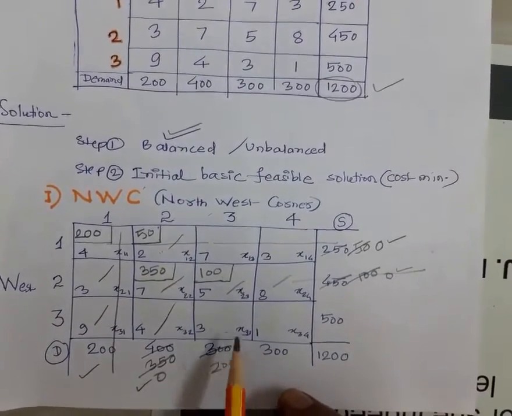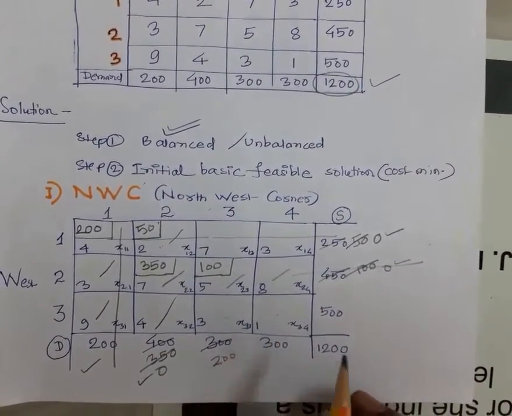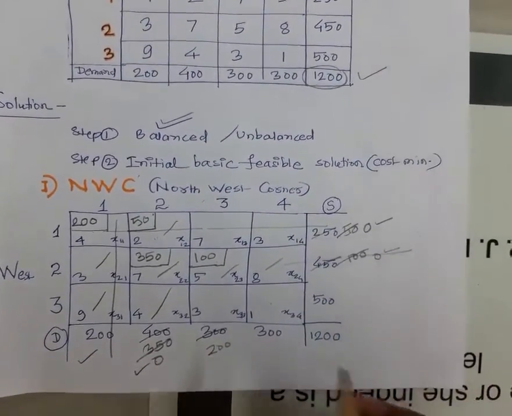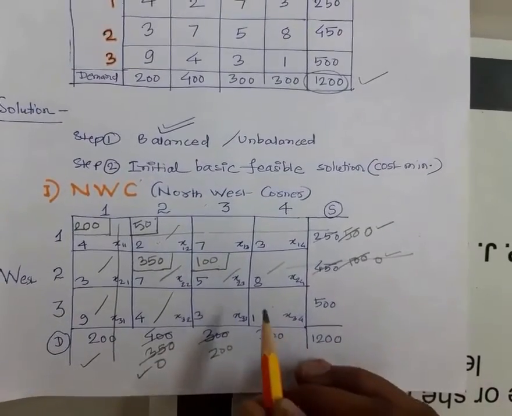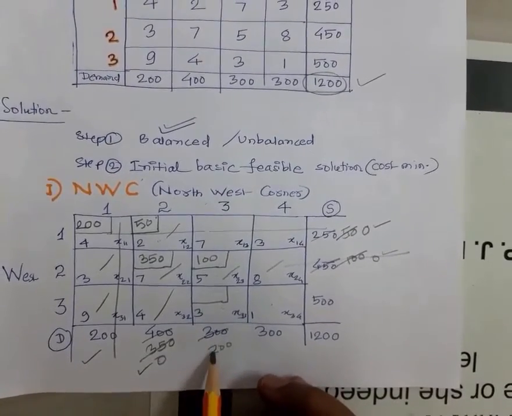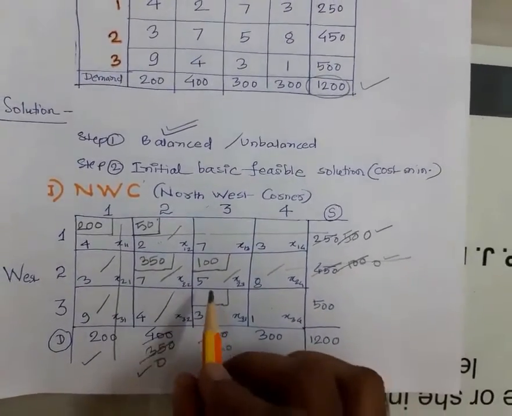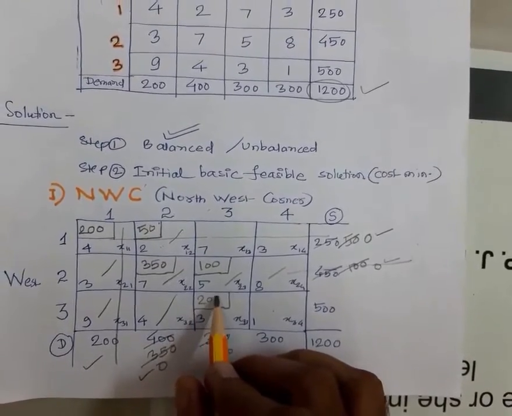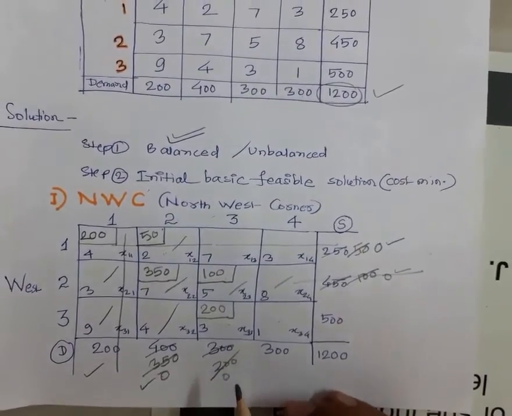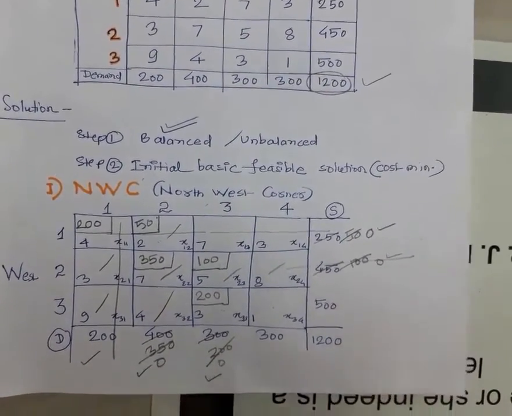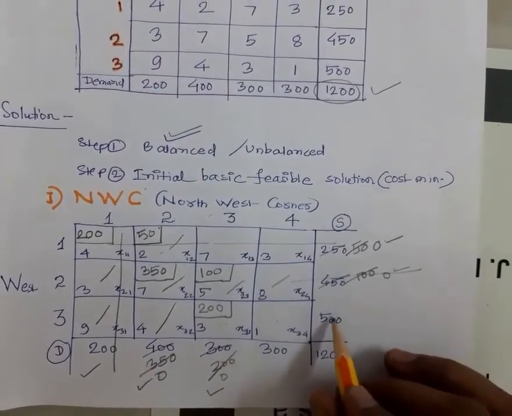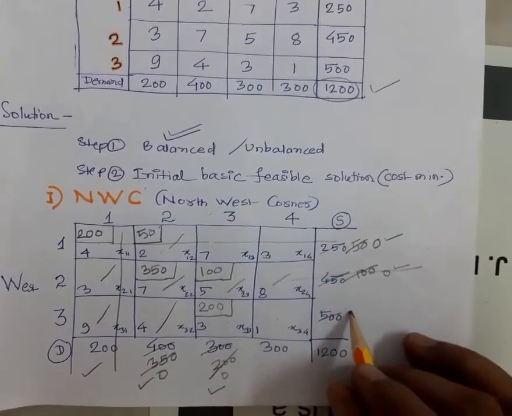Now we have these 2 cells, here 200 and here 500. Now just select the northwest here. This is the northwest corner. We can allocate maximum 200 units here. Just put 200 here, and this will be deleted because after allocation there will be no further allocations. This is also deleted. Now after 200 allocations, that means 500 minus 200, this will be 300.